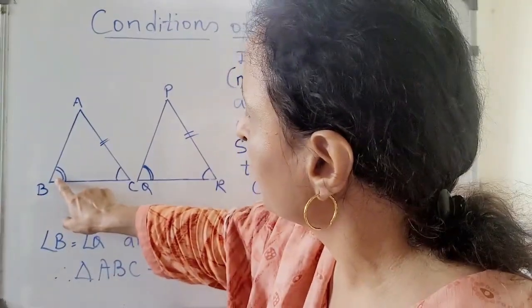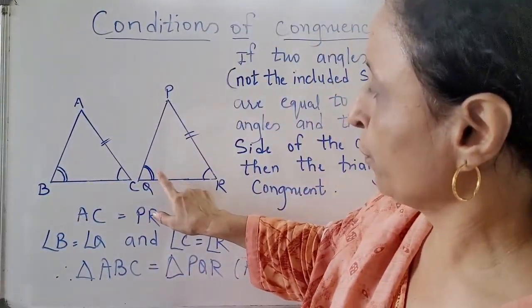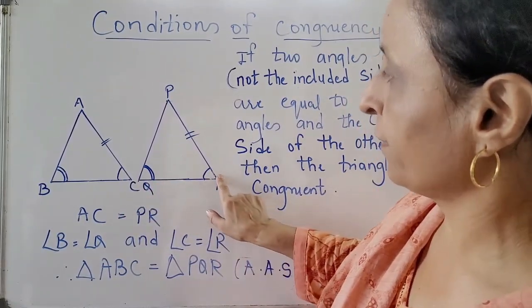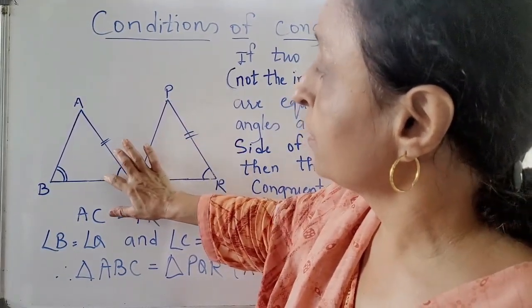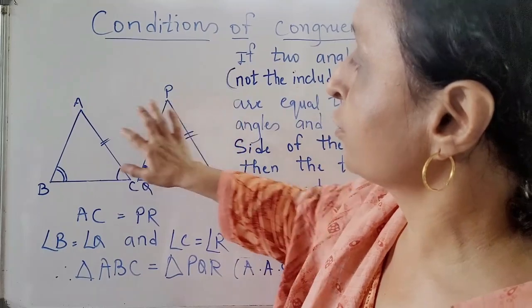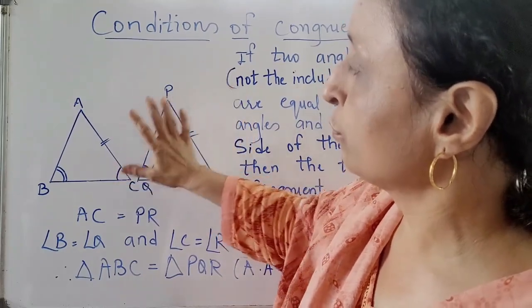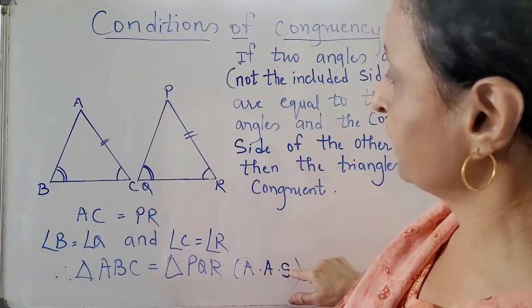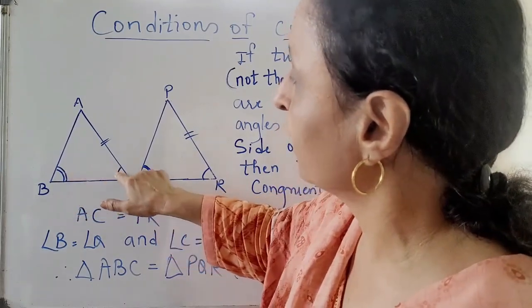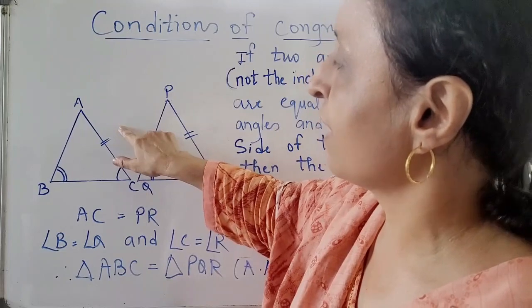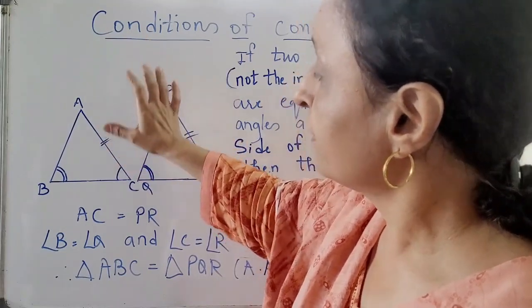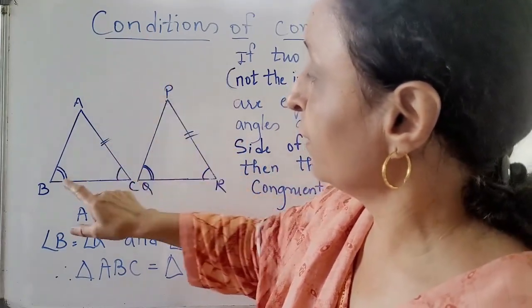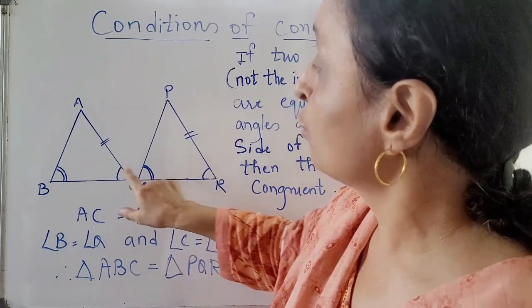Now, if the angle B is equal to Q, C is equal to R, and not the included side but the other side is congruent, then these two triangles are congruent by AAS test, that is two angles and one side. So here in this triangle, these two angles.